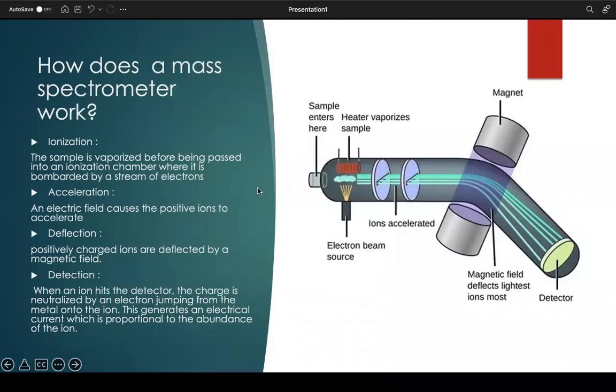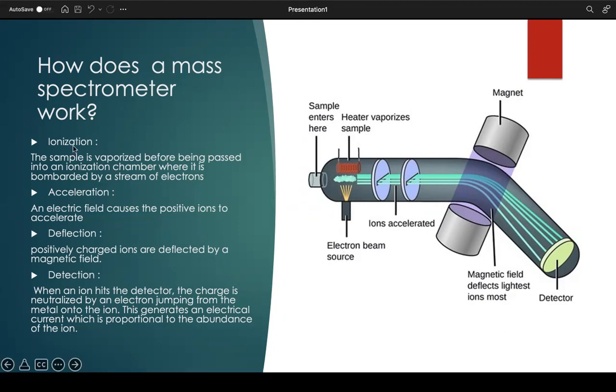So coming to the device, how does a mass spectrometer work? Before these steps, the sample enters here, and it should be in the gaseous state. So a heater vaporizes the sample. The sample being analyzed must be in the gaseous state so that the particles of the sample can move easily throughout the machine. So it is injected into the mass spectrometer where it will be vaporized at first. At the same time, after it's vaporized, the vapor will be bombarded with high energy electrons by the electron beam source or the electron gun.